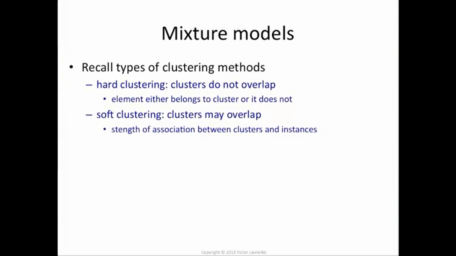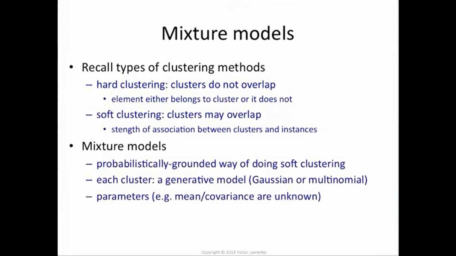And I said that some clustering methods are soft, right? So that's where an element kind of belongs to multiple clusters at the same time, but with different degrees of belief. It can have, say, a confidence of 60% in cluster 1 or 40% in cluster 2, but it can be in 2 simultaneously. So mixture models are basically a probabilistically sound way of doing soft clustering.